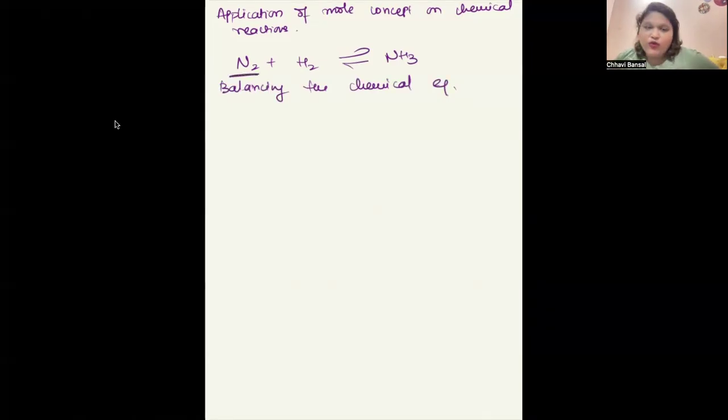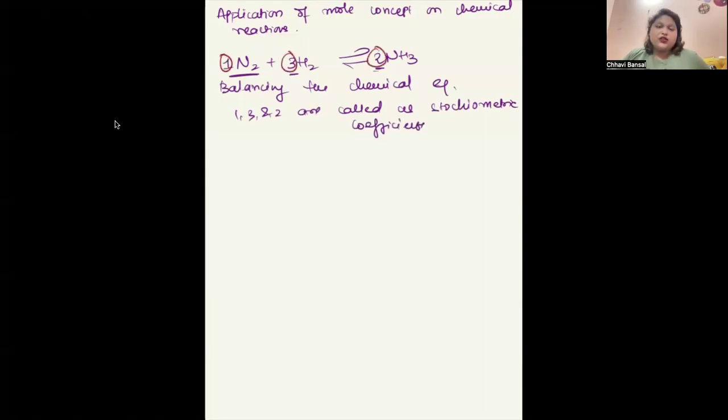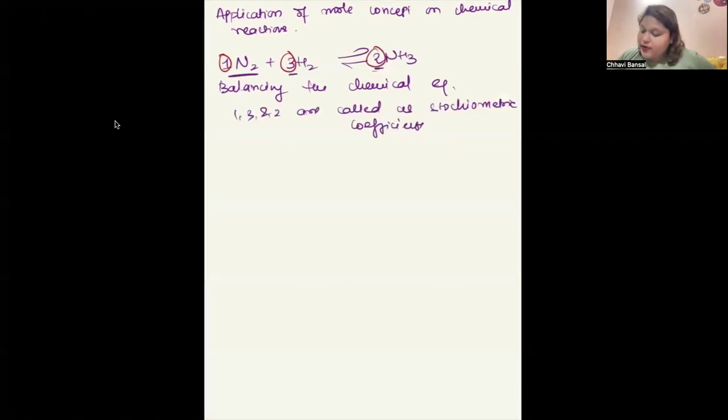Okay. So on the left side we have 2 nitrogen atoms. Here we have 1. Let's multiply it with 2. Now because it is written in front of NH3, hydrogen will become 6. 6 on this side, we will multiply it with 3. So 1, 3 and 2 are called stoichiometric coefficients. And not just the coefficients, there is a significance to them. What is the significance? So what do 1, 3 and 2 represent?